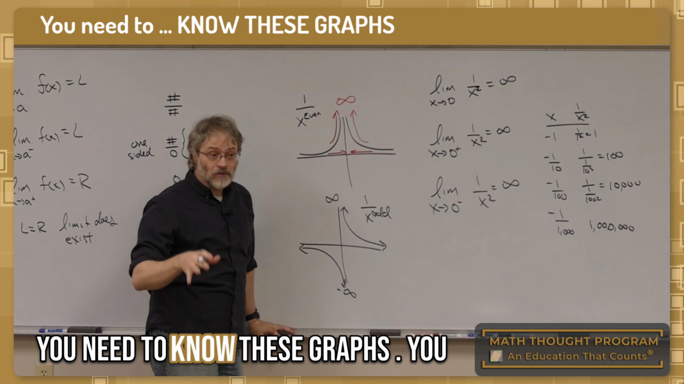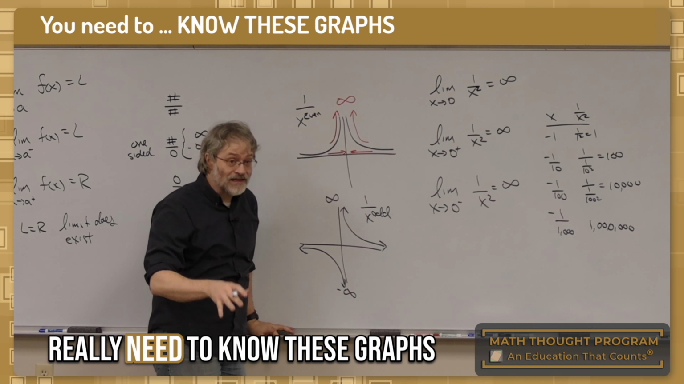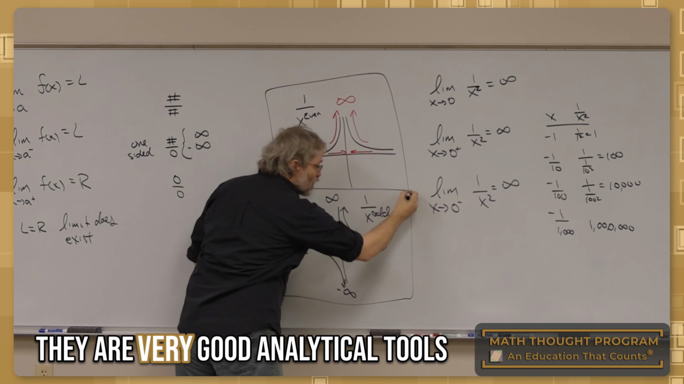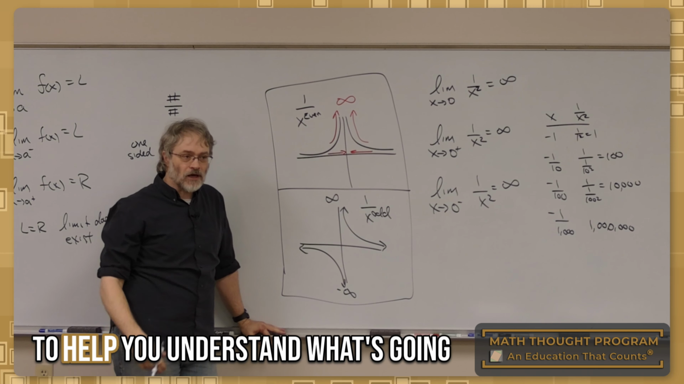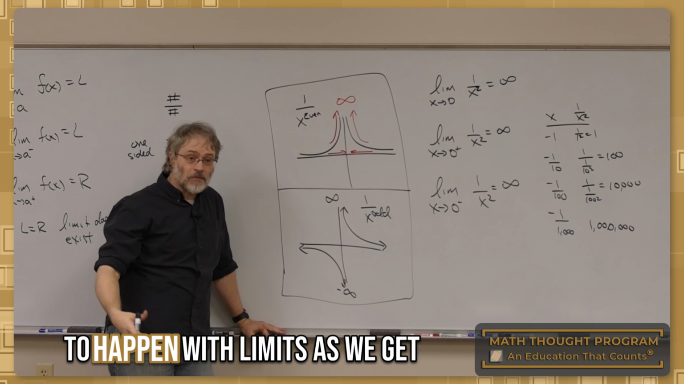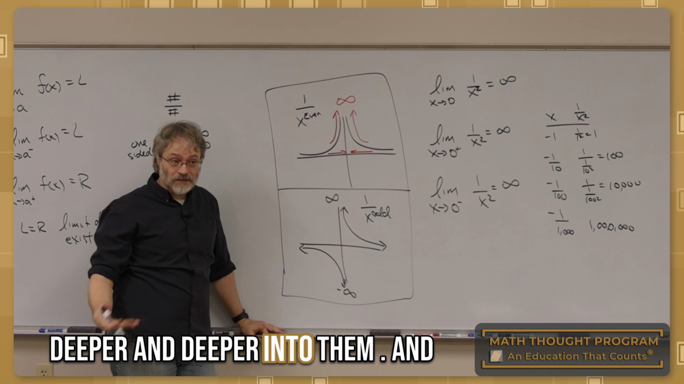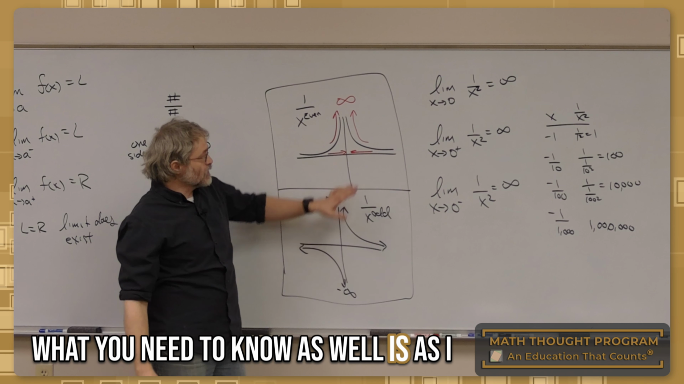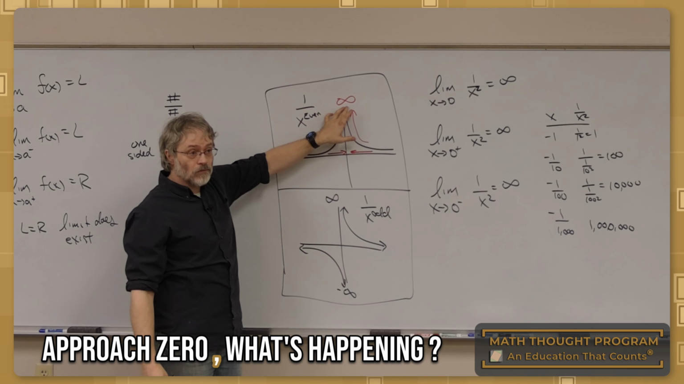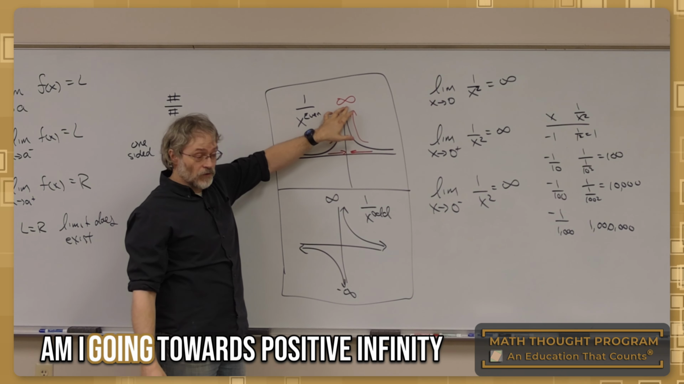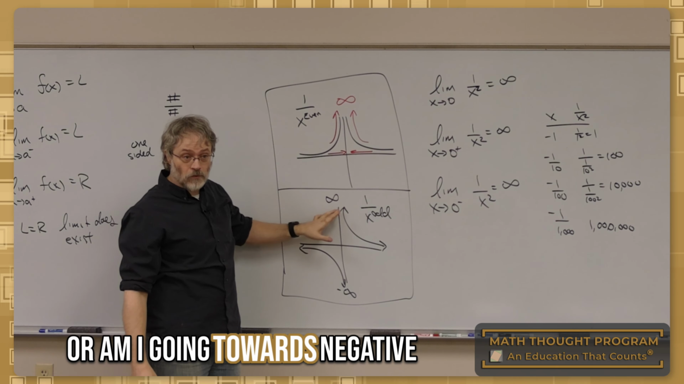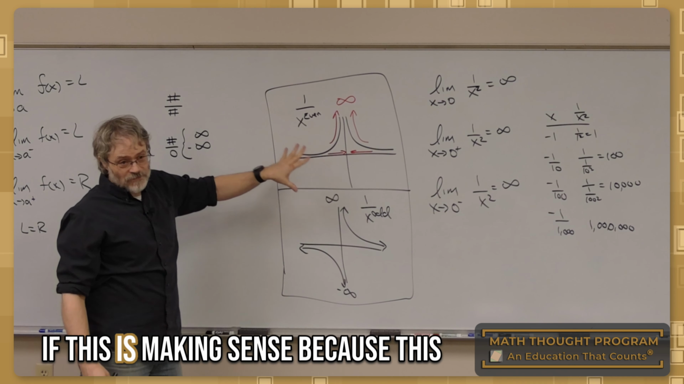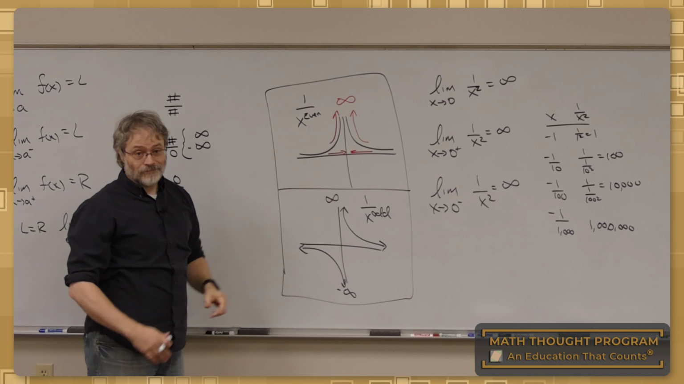You need to know these graphs. You really need to know these graphs. They are very good analytical tools to help you understand what's going to happen with limits as we get deeper and deeper into them. And what you need to know as well is, as I approach 0, what's happening? Am I going towards positive infinity or am I going towards negative infinity? Okay, well, let me stop here. I want to see if this is making sense because this is important.